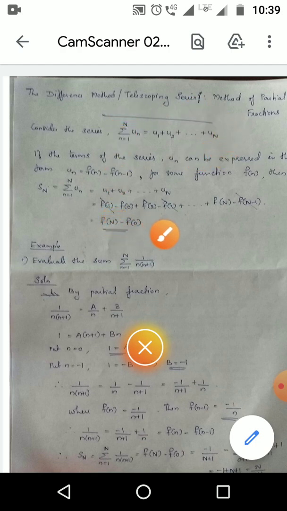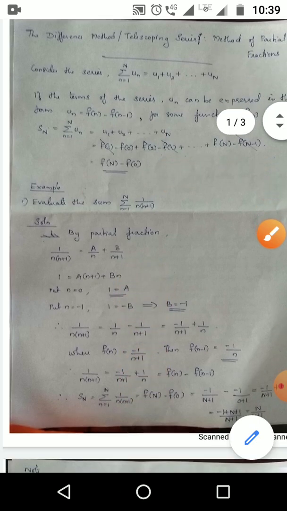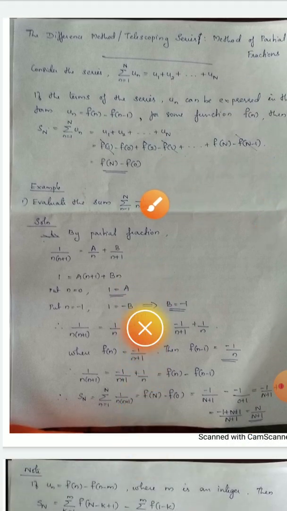Okay, this is the method of finding the sum of a telescoping series.